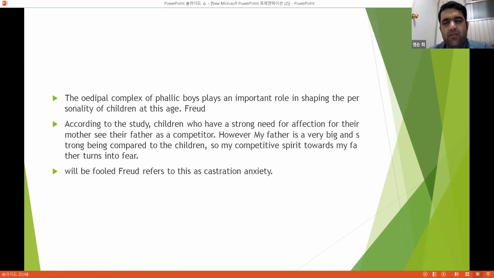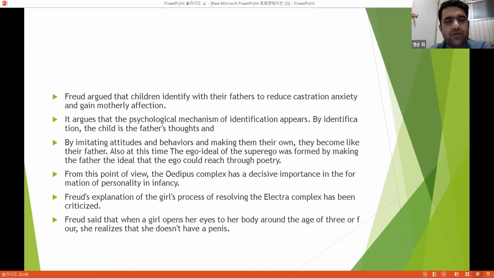However, my father is a very big and strong being compared to the child, so my competitive spirit toward my father turns into fear. So Freud refers to this situation as castration anxiety. Freud argued that children identify with their father to reduce the castration anxiety and gain motherly affection. The psychological mechanism of identification appears by internalizing the father's thoughts and imitating his attitude and behavior, making them their own, and they become like their father.